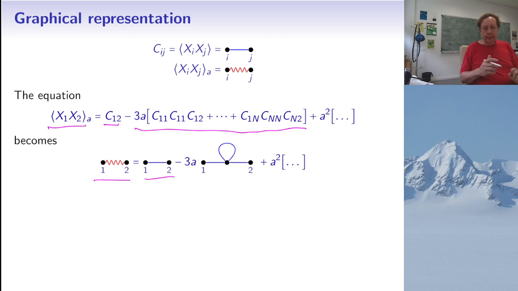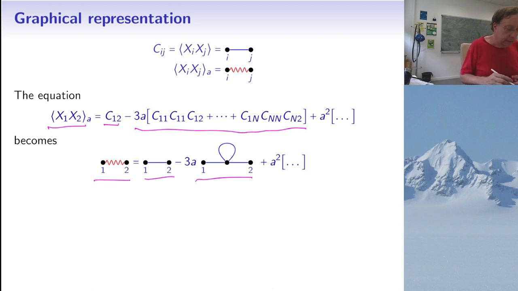And you see the sum, it's all terms of the form C1i, Cii, Ci2, where i goes from 1 to n. And this I represent in the following way, where the vertex in the middle, which has no label, means that I actually sum over all possible values. And the loop here corresponds to the Cii terms. And then I have a term of higher order, of order a squared.